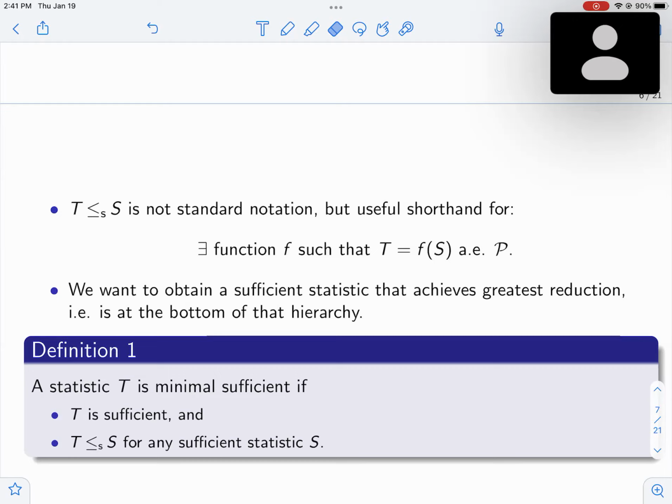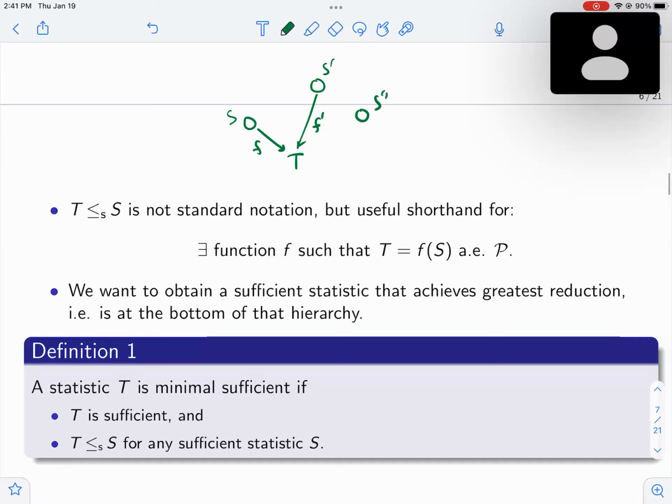t is sufficient, and for any other sufficient statistic s, t is less than or equal to s in this notation. What this means is that for any other sufficient statistic, I can write t as a function of s. You give me any sufficient statistic, I can find a function. You pick s here, I can find a function that maps it down to t. There's another s prime here, which is sufficient, another function maps it down. So no matter what sufficient statistic you pick, I can find a function that gives me t.